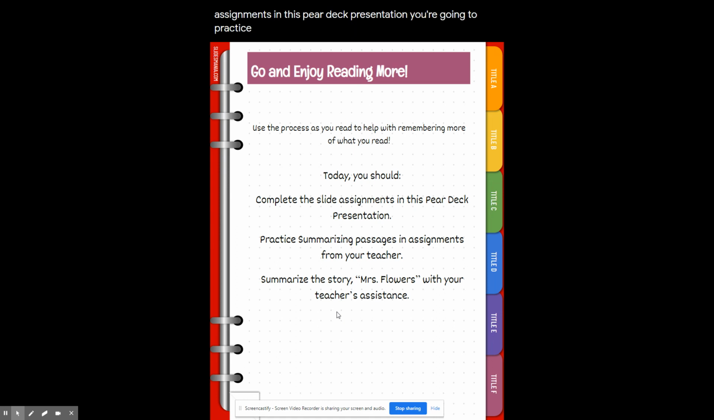You're going to practice summarizing passages in assignments from your teacher, and you're going to summarize the story Mrs. Flowers with your teacher's assistants, however they may decide for you to write a summary of Mrs. Flowers. Go forth, have a great day of working on summarizing and learning a little more as you venture toward ninth grade and master the skills in English language arts of being an eighth grader. Go forth and summarize. Take care.